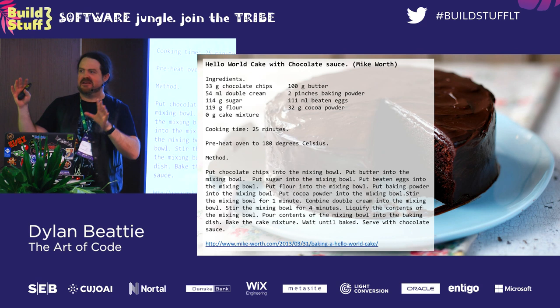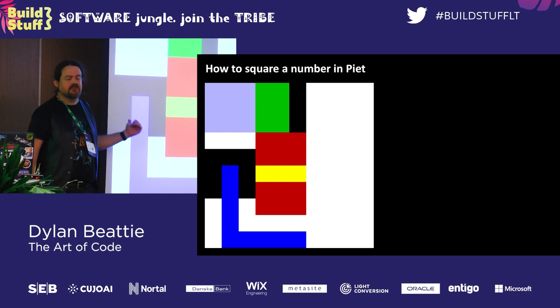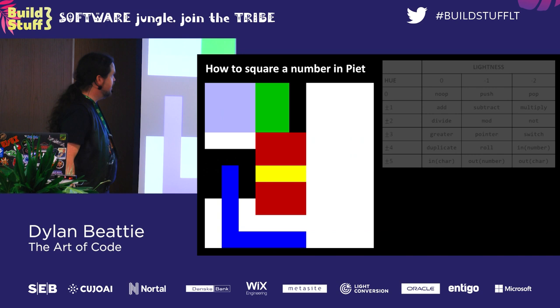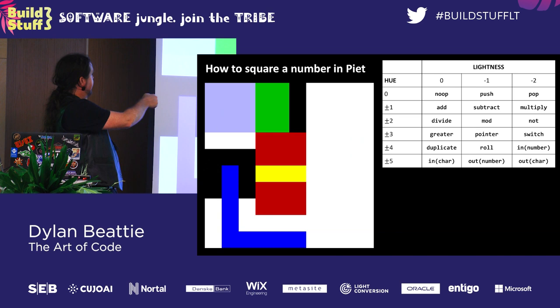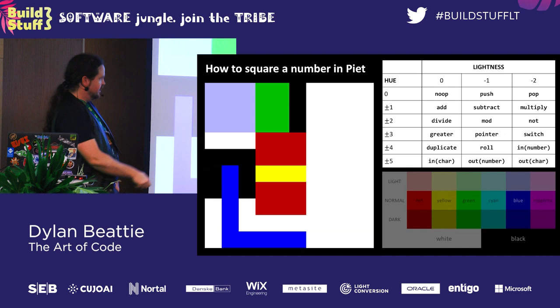Let's have a look at how to square a number in the programming language called Piet. There it is. That's the program. Piet is a graphical programming language. This is the instruction set. The cursor starts here and moves across this grid, and when it travels between two colors, that is an instruction from this set here. Variations in hue and variations in lightness. This is our color palette: light, normal, and dark.